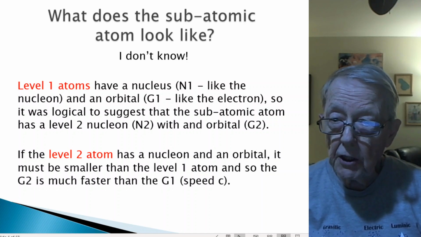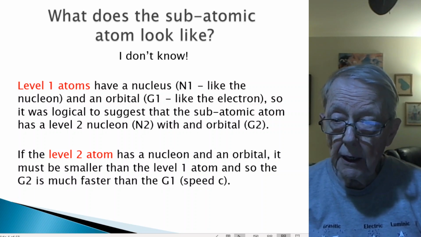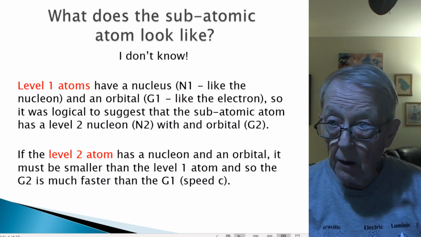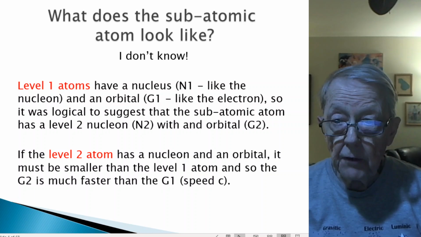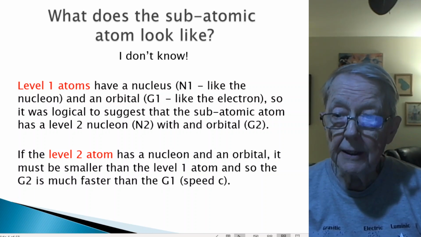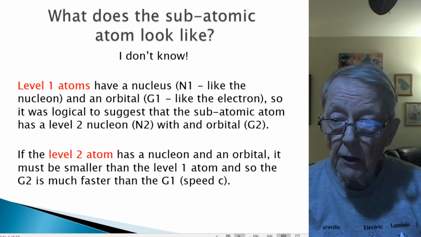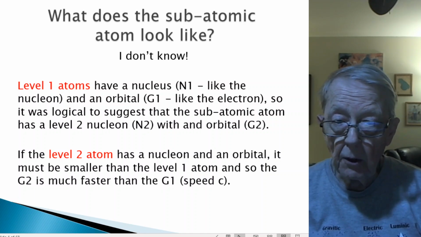This is just a physical property. It gets smaller and smaller. It has to go faster if it's going to stay in orbit. If the G2 is an orbital, it has to move fast enough to move around a very small nucleus.